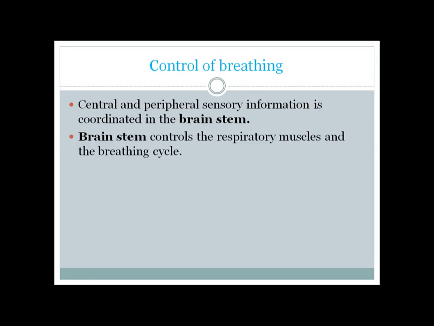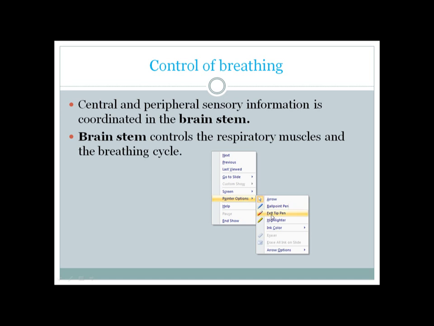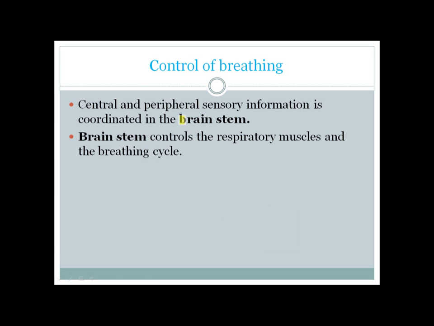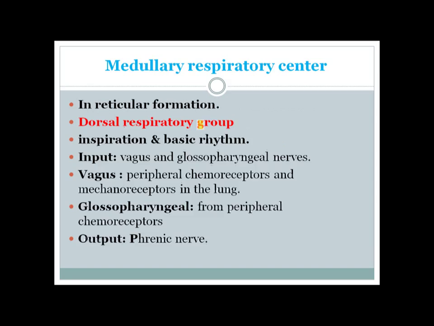So the control of breathing is mainly coordinated in the brainstem. The brainstem gets the sensory information from the central and peripheral sensory organs and then controls the respiratory muscles and the breathing cycle. So this is the main seat of control.